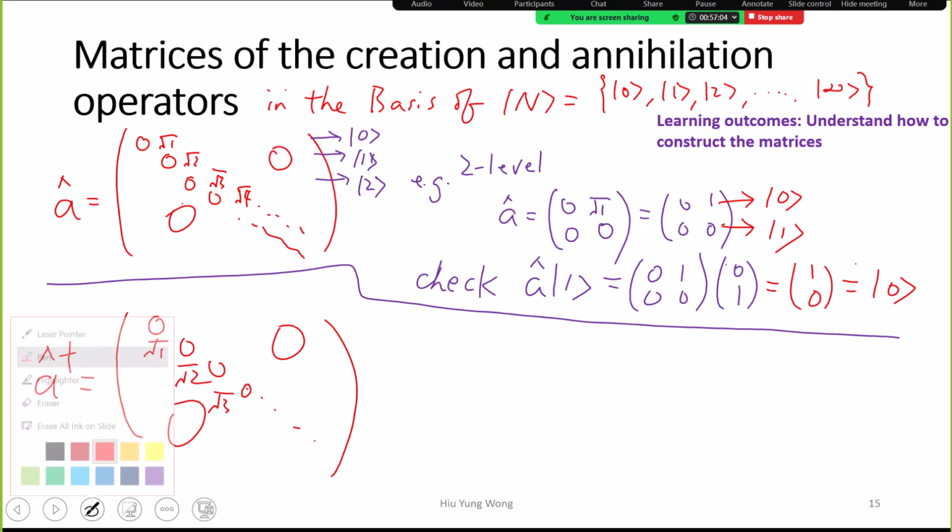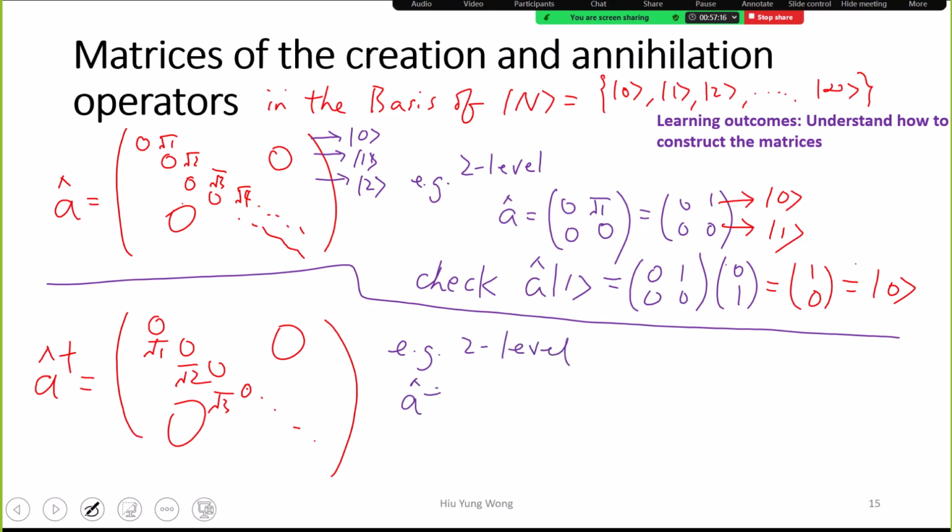And again, the easiest way to look at it is to try 3 levels, right? But here I try 2 levels. 2 levels means that you only have 0 or 1. And what do I get? A dagger. Again, by definition, the diagonal is all 0, and the rest are 0. The one lower than it, the lower triangular place, starts with square root 1. Right? Which is equal to 0, 0, 1, 0.